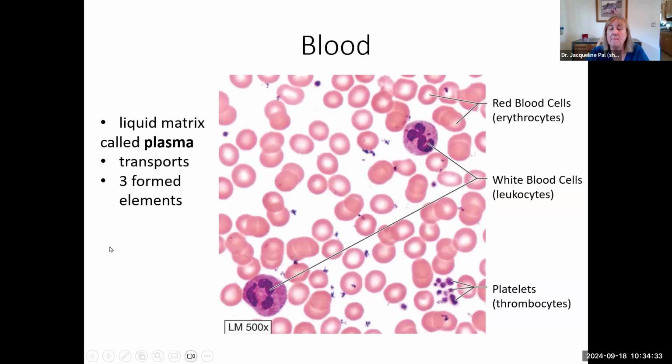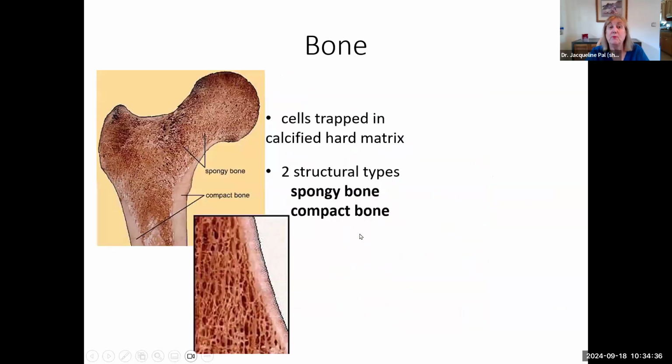All right, our second B type of connective tissue is bone. And here, this is also a unique extracellular matrix in that it is hard, it's calcified, and the cells are trapped in this calcified matrix. Now, when the cells were doing their thing, when they were blasts, it wasn't calcified. But then when they secreted calcium, it became calcified and they got trapped.